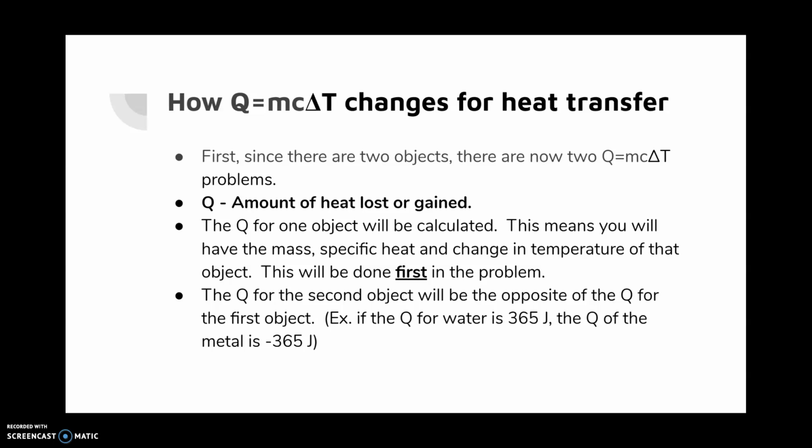First, the Q. The Q of one object will be calculated. This means you will have the mass, you will have the specific heat, and you will have the change in temperature of that one object. You always have to do this first. The Q for the second object will be the opposite of the Q of the first object that you solved first. Therefore, as an example, if the Q for your water is 365 joules, then you know that the Q of the metal or object involved is negative 365 joules. Notice they're equal, but opposite changes in heat.